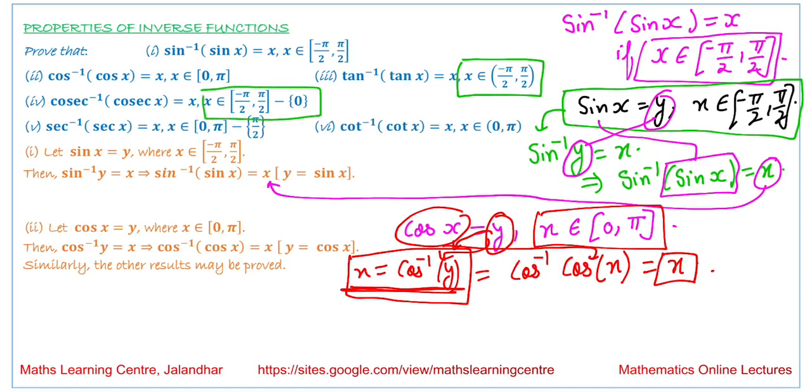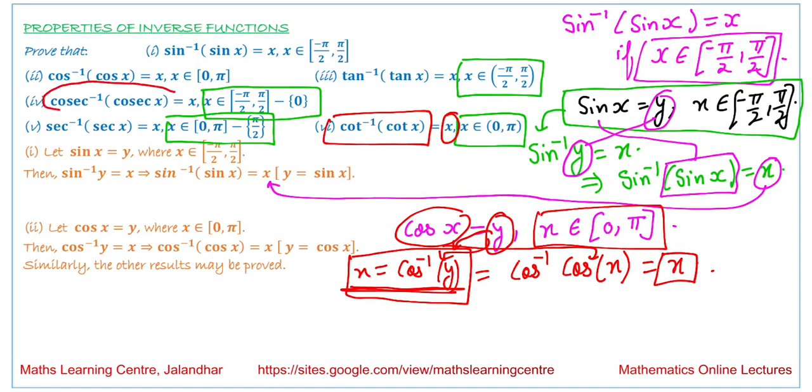This region corresponds to the principal value, and this is the principal value for the cot inverse function. So in all these cases we will have cot inverse of cot x equal to x, and cosecant inverse of cosecant x equal to x. But this will hold only when these values lie in the principal domain, that is, principal values.